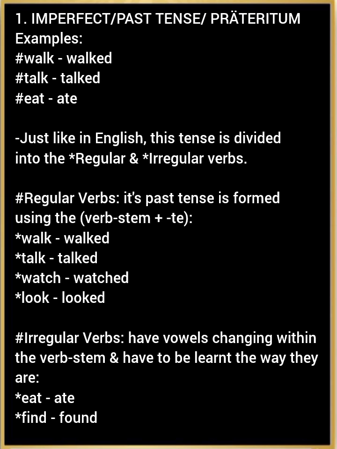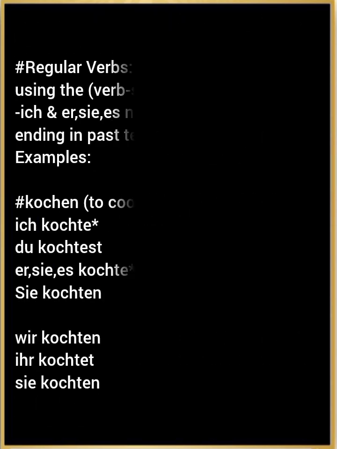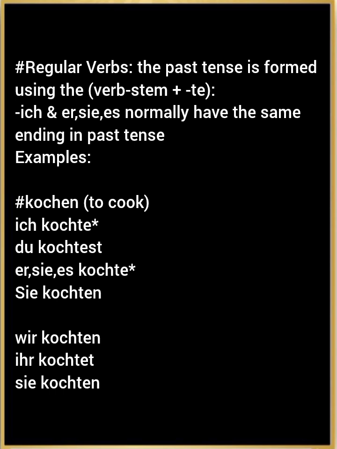So back to the point, they're telling you that when forming the past tense, just like in English, it is divided into the regular and irregular verbs. Now, for the regular verbs, the past tense is formed using the verb stem and the suffix te. In past tense, ich and er, sie, es normally have the same endings. The other personal pronouns maintain their usual verb endings, like we normally conjugate from back then. Okay.